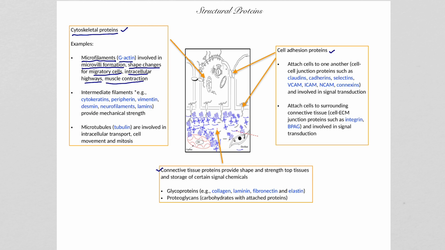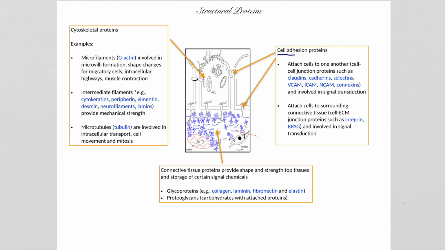They are also involved in muscle contraction. Another type of cytoskeletal protein is the intermediate filaments, examples: cytokeratins, peripherin, vimentin, desmin, and so on. And these intermediate filaments provide mechanical strength to the cell and its organelles. Microtubules is another type of cytoskeletal protein made up of tubulin, and these are involved in intracellular transport as well as cell movement and mitosis.